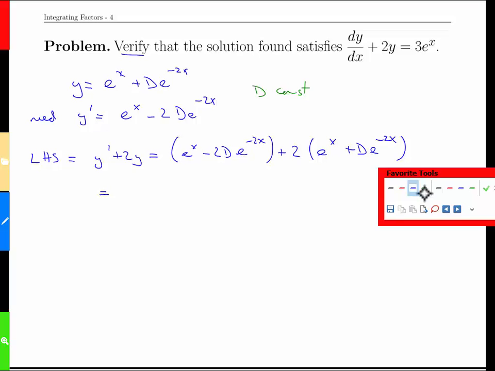And that equals e to the x plus 2e to the x is 3e to the x, minus 2d plus 2d, hey, those cancel. So our left-hand side is equal to 3e to the x. Conveniently enough, the right-hand side of our equation was exactly equal to 3e to the x. These are equal. Check. And so we have that this solution that we proposed is a solution to the differential equation we were given.